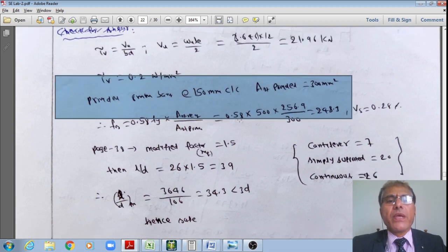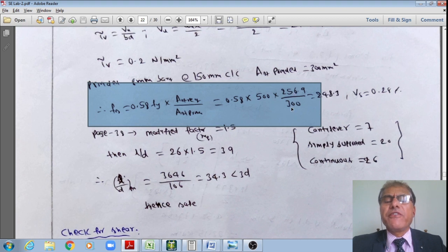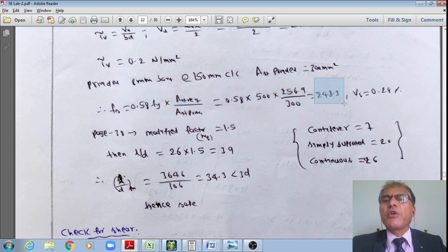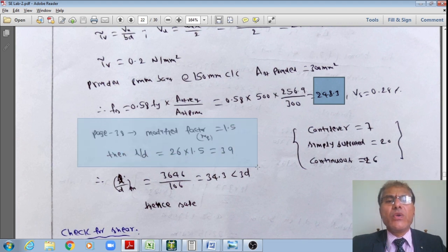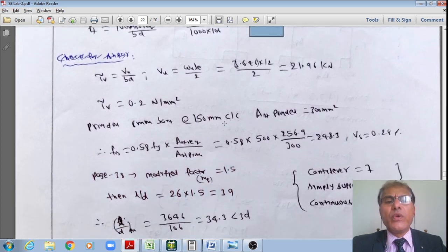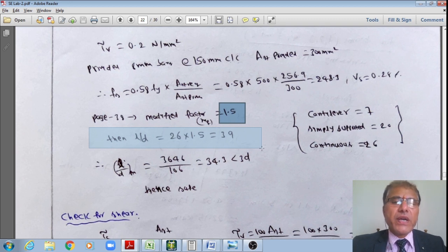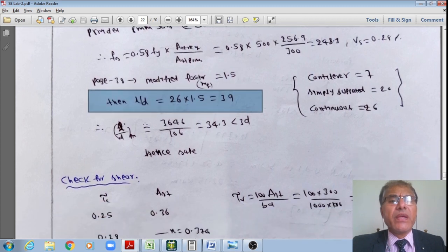Therefore, fs is equal to 0.58 fy multiplied by Ast required by Ast provided. Ast required is some 231 divided by Ast provided equal to 300. Therefore, I'll get approximately 248.3 Newton per mm square. Whereas from page number 38 of IS 456, I have the modification factor for tension steel of 0.28 percent. It is equal to 1.5. Whereas it is a continuous slab, therefore the basic value is 26 multiplied by this 1.5. The modification factor for the tension steel works out to 39.